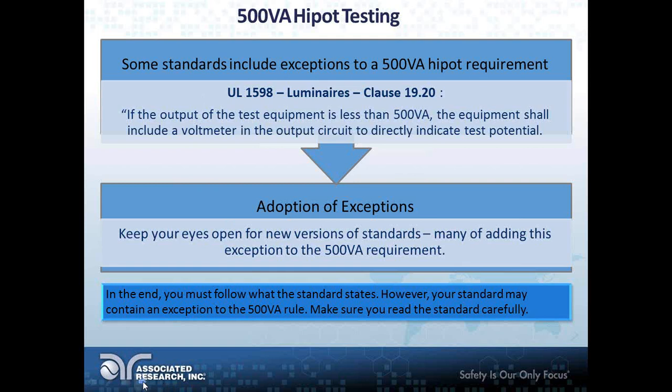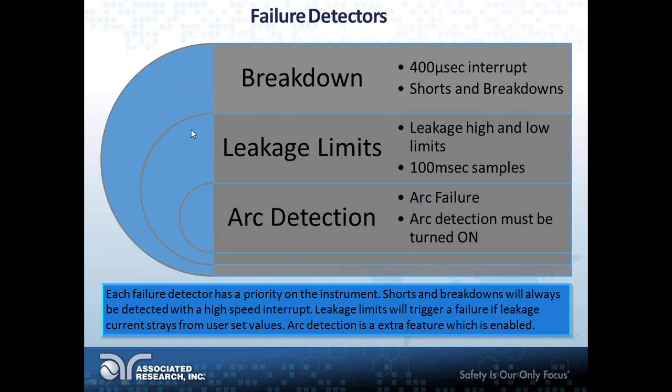Okay, so we've been talking about testing. We talked about leakage current. We talked about energy requirements on a Hipot transformer. Now let's talk about something that I feel is a very important topic, and that's failure detection. How is the unit detecting failures? What is it detecting? Are there multiple types of detectors?